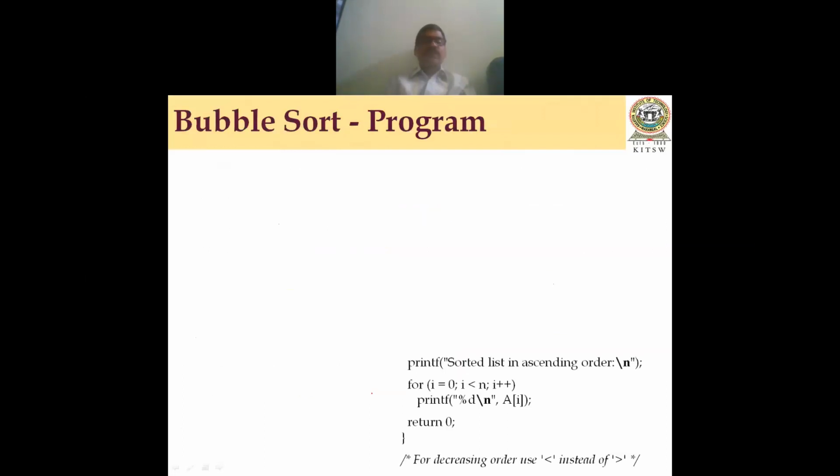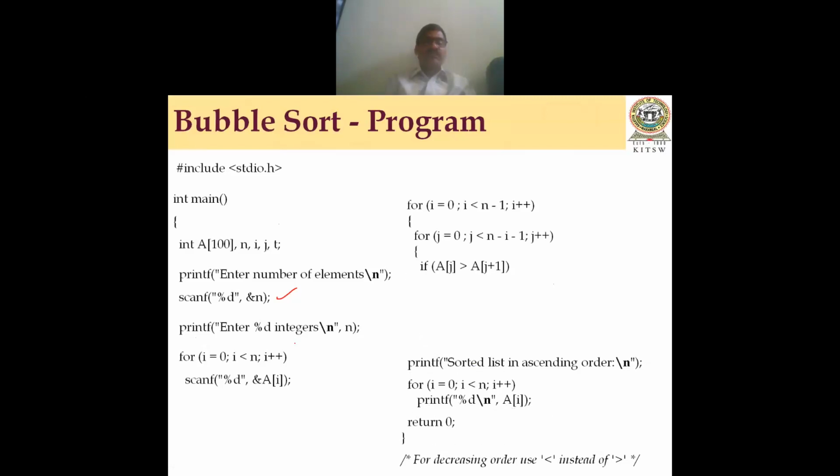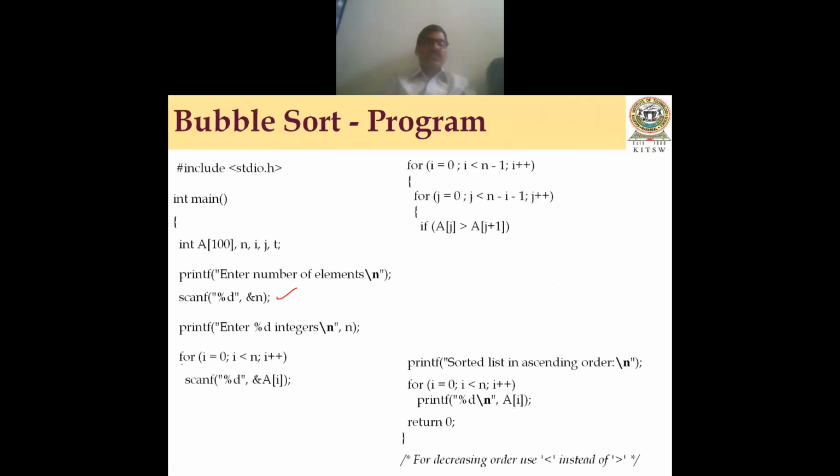Coming to the programming part, here we are reading n number of elements into the array. Enter the number of elements, the n value, and then we are reading n integers: for I equal 0, I less than n, I plus plus, scanf percentage d ampersand a of I. This for loop is for reading the elements into the array, and then here we are comparing.